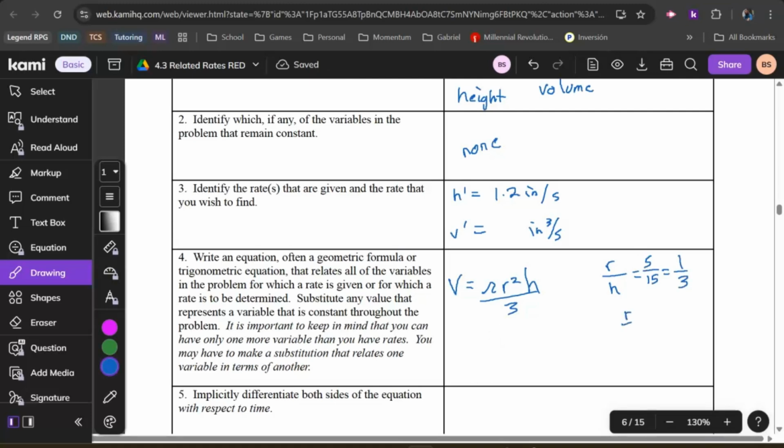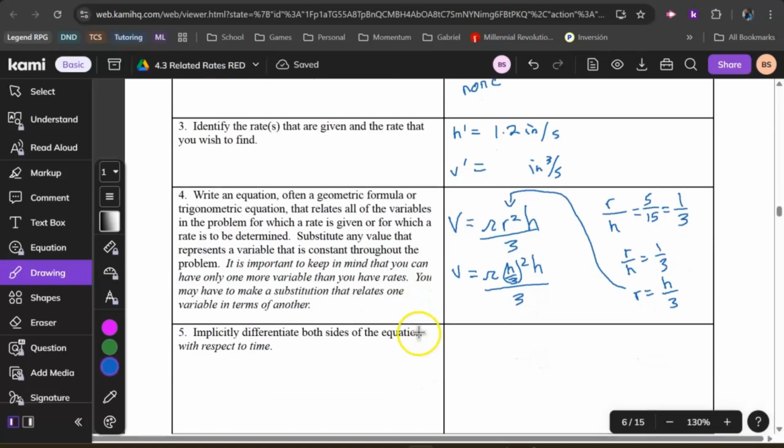Now, I can then use that and solve it to figure out what r is. This allows me to make a substitution. So I multiply both sides by h, and I get r equals h over 3. I can then make a substitution, just like when we've done systems of equations, and I can eliminate it. So then I'm going to get v is equal to pi, and instead of r, I'm going to get h over 3 squared times h over 3.